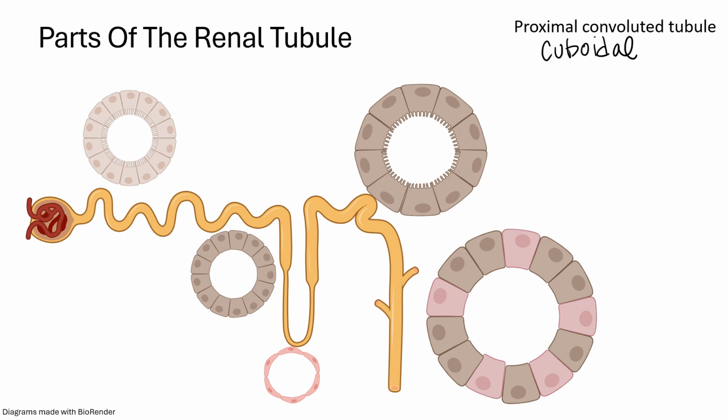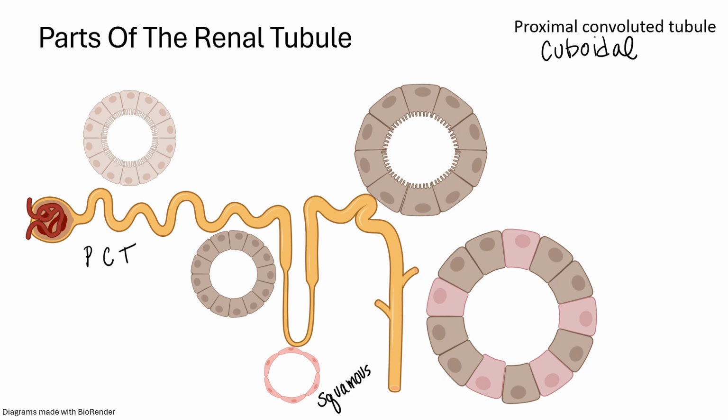These cells right here are squamous cells, and they exist only in that loop right there. This squiggly portion over here is known as the proximal convoluted tubule. That's because it is proximal to the renal corpuscle, and it's also curvy, or convoluted.